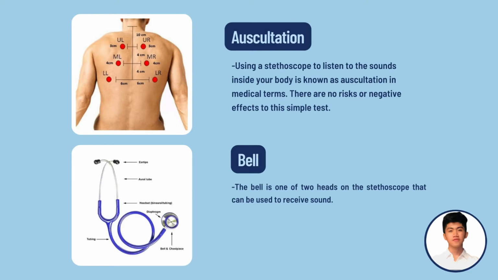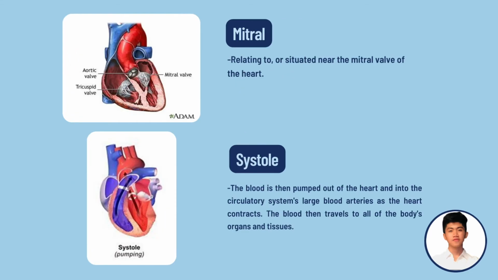Bell. The bell is one of two heads on the stethoscope that can be used to receive sound. Mitral. Relating to or situated near the mitral valve of the heart. Systole. The blood is then pumped out of the heart and into the circulatory system's large blood arteries. As the heart contracts, the blood then travels to all the body's organs and tissues.